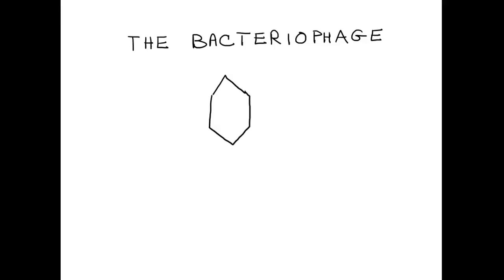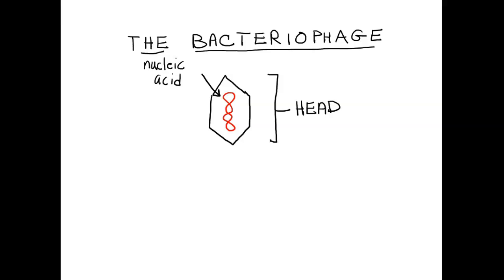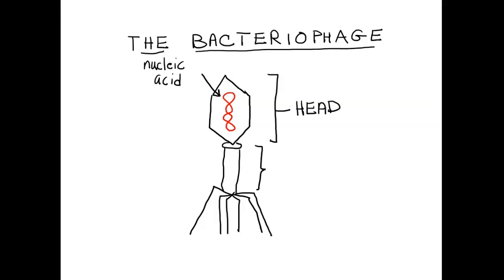A bacteriophage has this head structure that I'm drawing, which contains its nucleic acid. And then the head region is attached to a sheath by a collar, which I just drew, and the sheath is attached to these tail fibers. The tail fibers are what makes contact with the bacterial cell and binds to a receptor on the bacterial cell. And then this whole area composed of the sheath and the head and the nucleic acid is called the capsid.